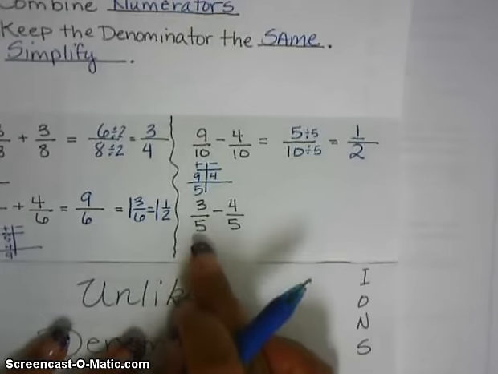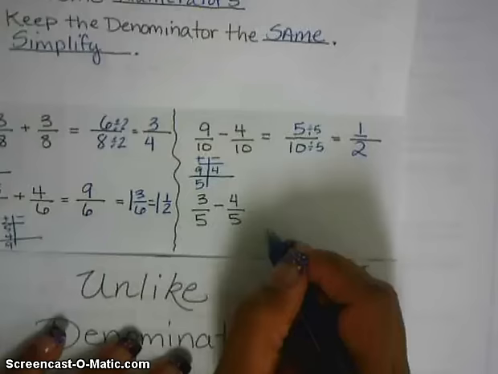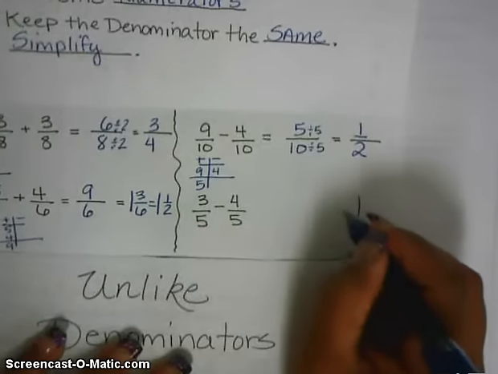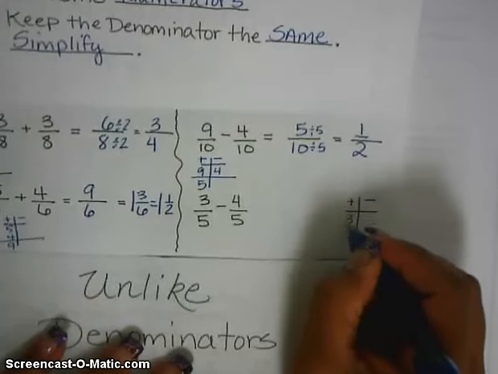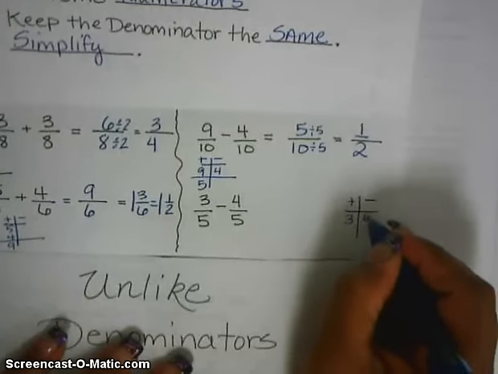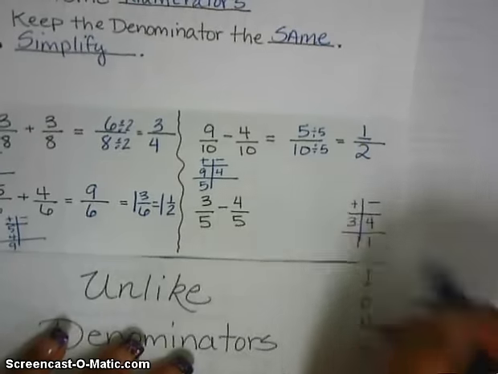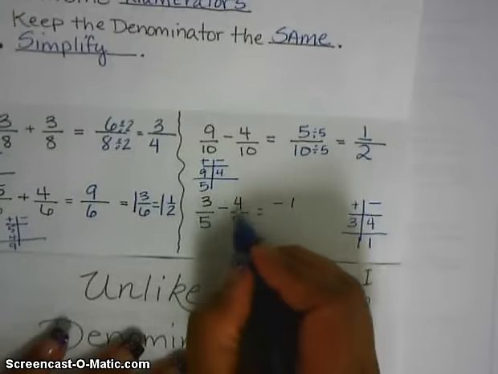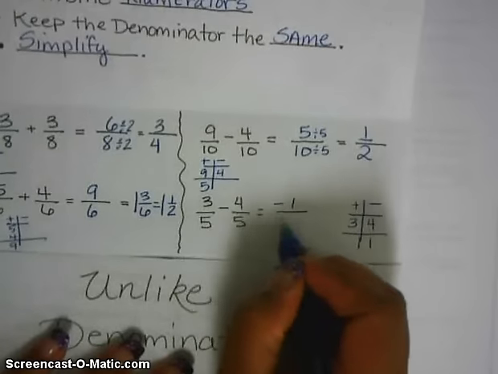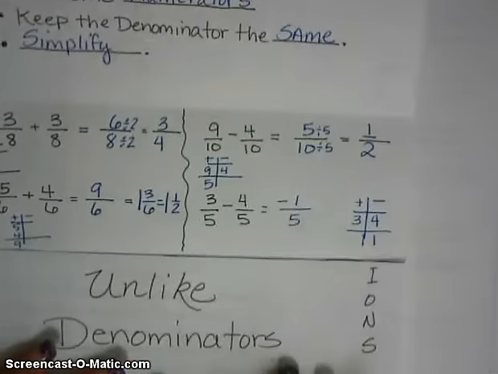Okay, so my next example, 3/5 minus 4/5. Again, I'm going to use my T-chart because this time you're going to see that I have 3 positives and 4 negatives, and so I have more negatives. My negatives win by 1. So when I combine the positive 3 and the negative 4, I get a negative 1, and my denominator stays the same. So this one is negative 1/5.